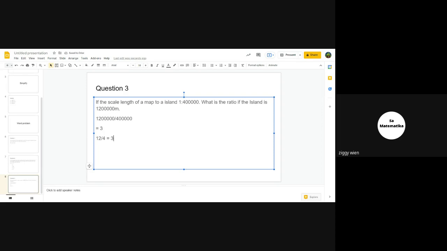Now, the answer is the ratio of the map to the island is 3 to 12, 1,200,000.